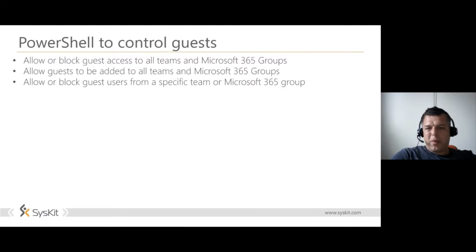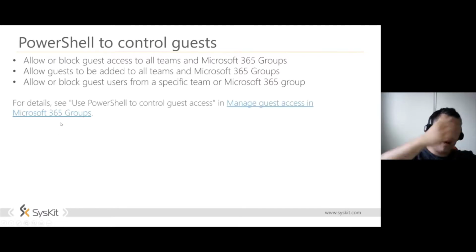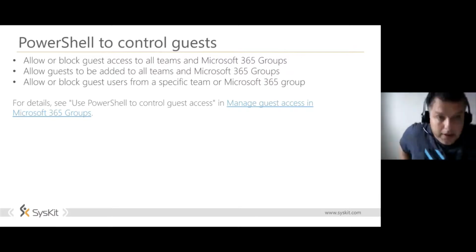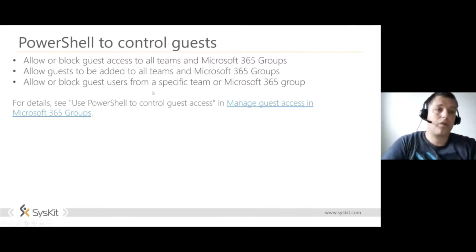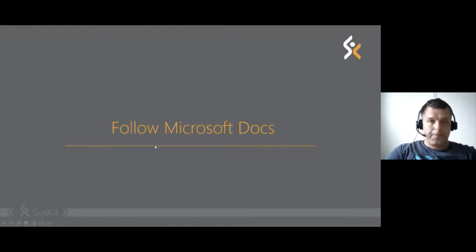You can also use PowerShell to allow or block a guest user based on their domain. For example, let's say your business has a partnership with another business. You can add that other domain to your allow list so your users can add those guests to their groups. For details, this is the reference that you can use where you can use PowerShell to control guest access.